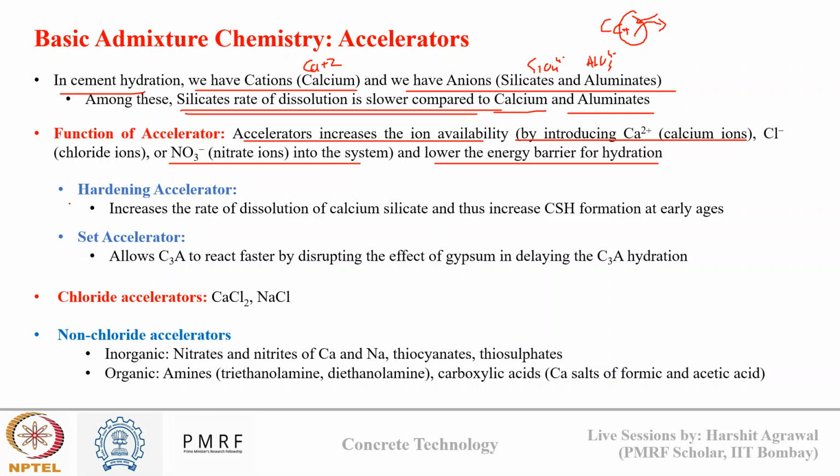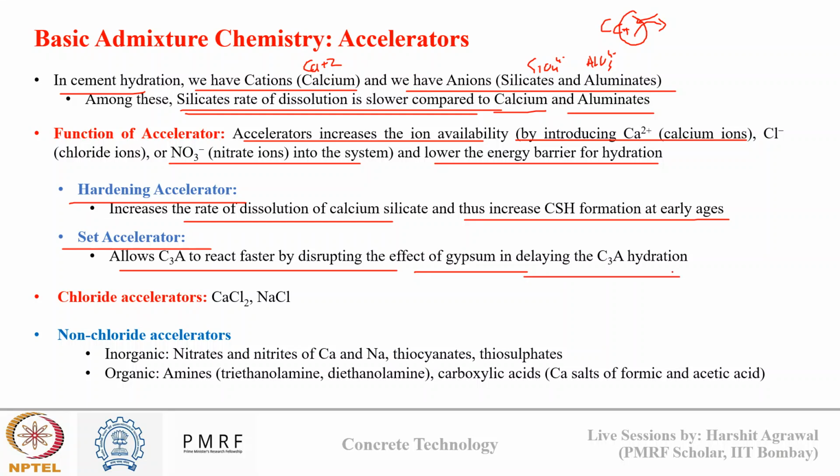Okay, so there can be a hardening accelerator, which increases the rate of dissolution of calcium silicate and increases the formation of CSH at early ages. And there can be set accelerators, which allow C3A to react faster by dispersing the effect of gypsum, which delays the C3A hydration. Okay, so either they can increase the rate of dissolution of calcium silicate, which will increase the rate of formation of CSH, or they will hinder gypsum from interacting with C3A such that C3A can react with water and cause flash setting.